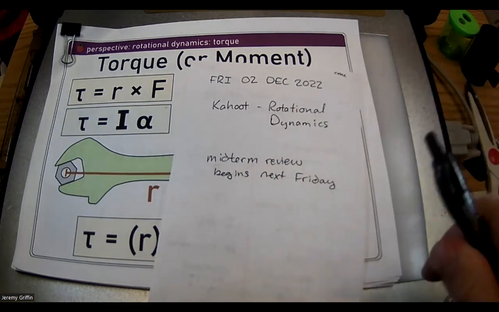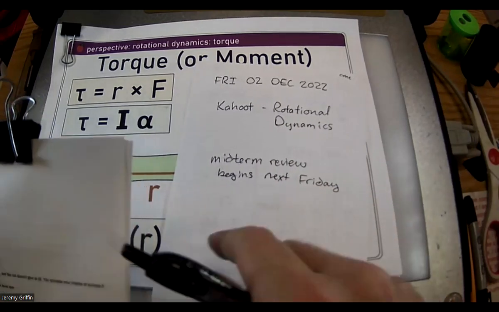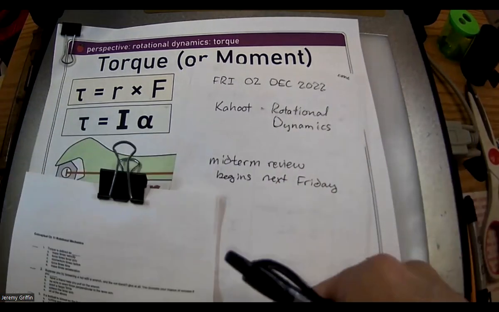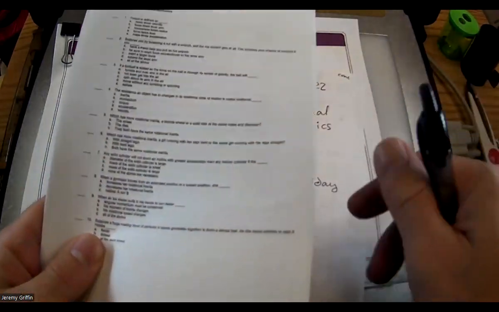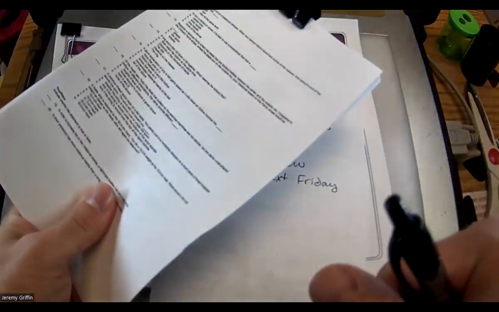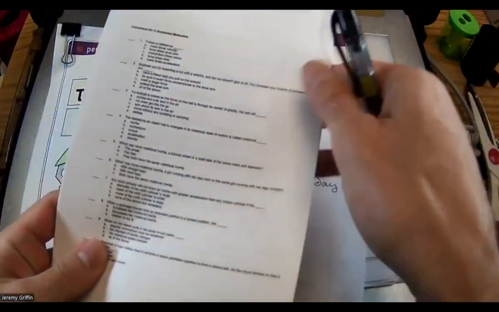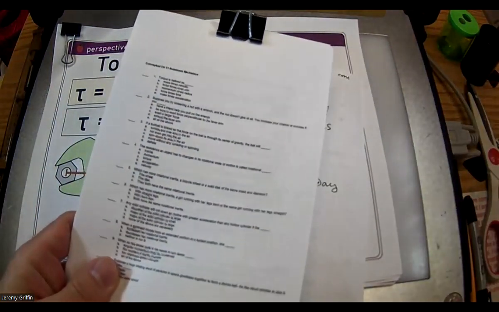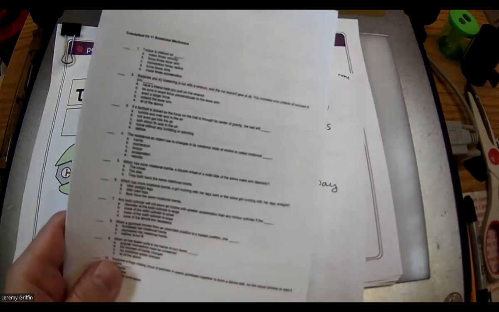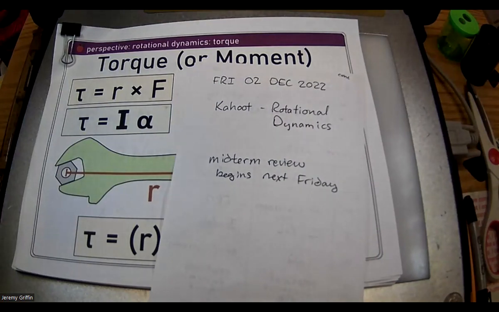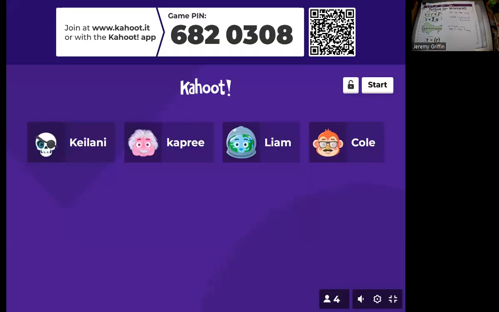I'll start the midterm review with the guys on Friday, so next Friday. Got some other labs and activities lined up for the next few days. You guys see this half page with 20 conceptual questions related to rotational mechanics? These are going to be the Kahoot questions, and also the midterm. Some of these questions are going to show up on the midterm, so it's relevant to what we're doing now and what you're going to see in a few weeks.